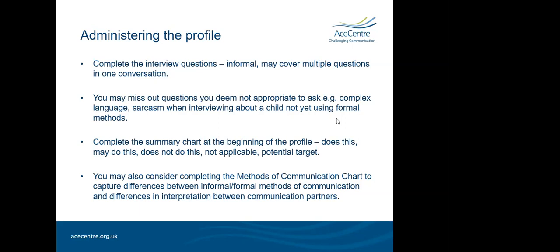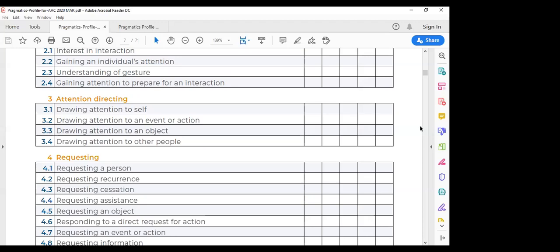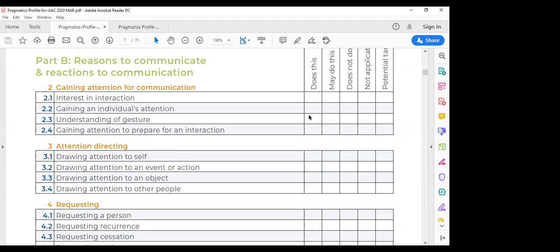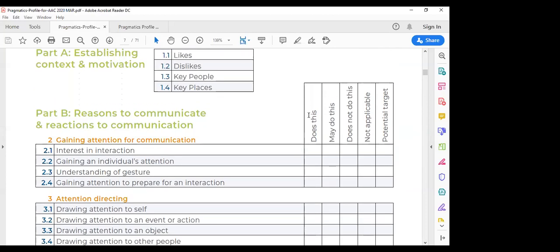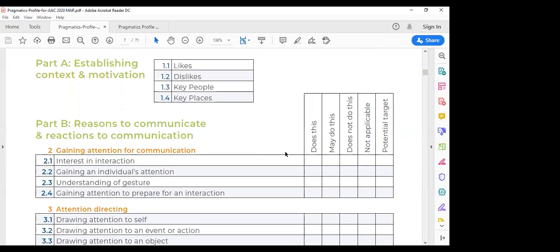So I'm just going to hop out and share my other screen just to show you a few items. There is a summary chart at the beginning of the profile. Once you've completed the profile, we encourage you to fill out this summary chart. I'm hoping you can see on your screen that we have in each section the ability to mark off whether the individual does this. They may do this sometimes. So sometimes some communication partners may see it, or some environments might see it, whilst others do not. Whereas if all communication partners see it and all environments see it, it would be a clear they do this. So yeah, does this, may do this, does not do this at all.